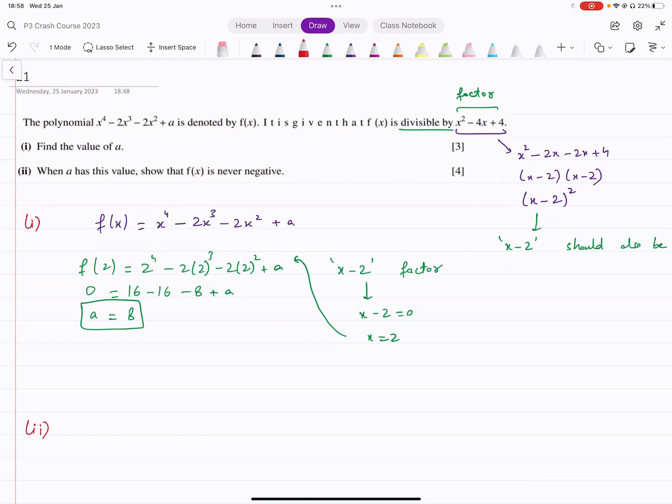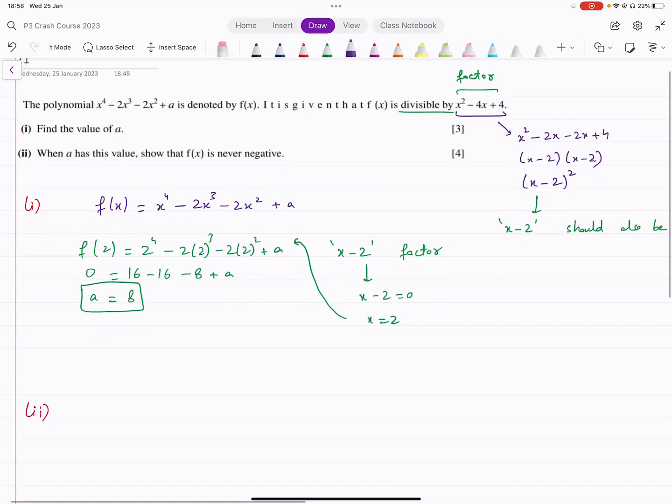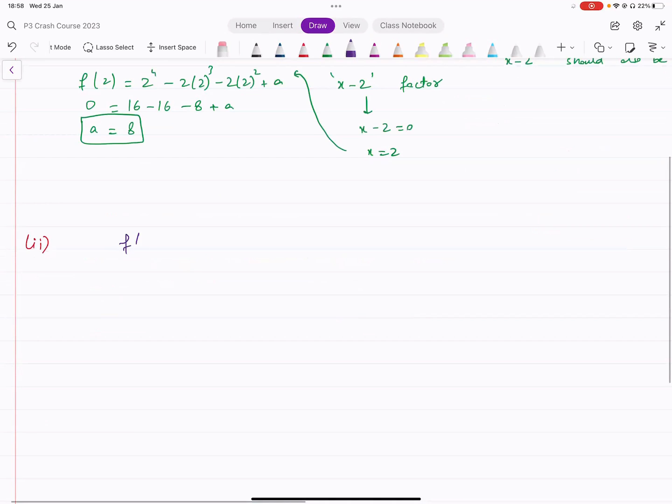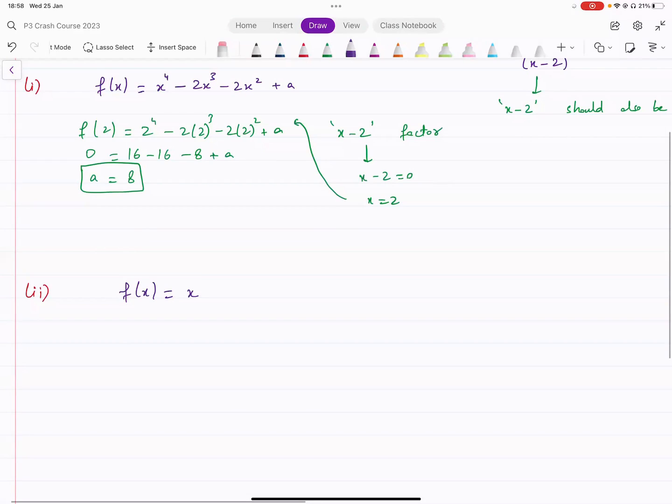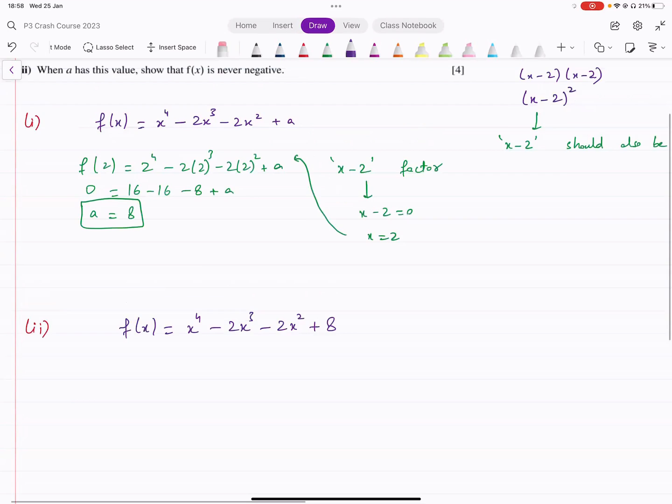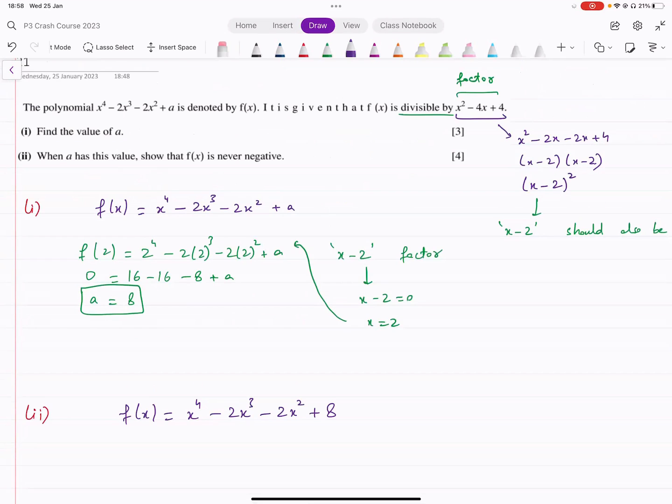Now it says when a has this value, show that f of x is never negative. Now, what is the polynomial? The polynomial is f of x equal to x raised to power 4 minus 2x cubed minus 2x squared plus a, which is 8 in this case. This is what the polynomial is. You need to show that this function is never negative.